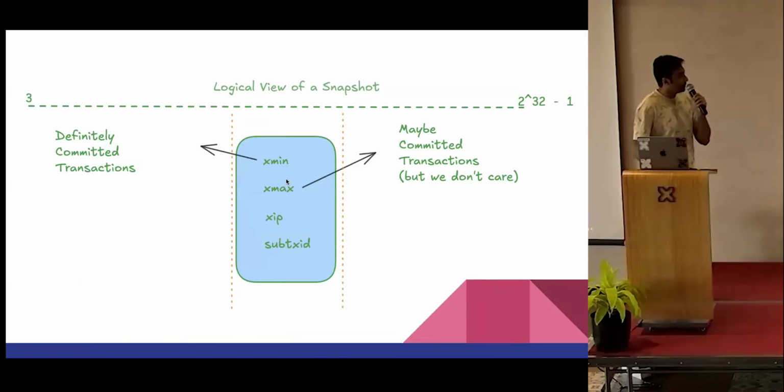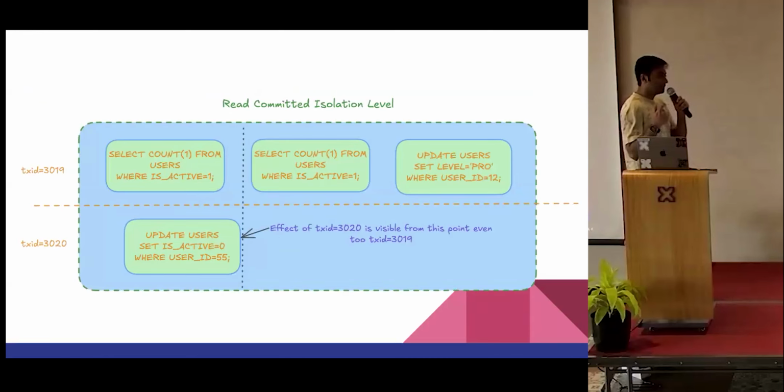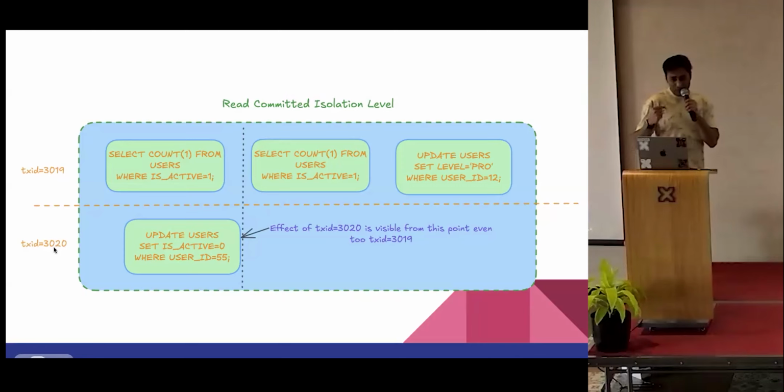Now, very briefly, we will see how snapshots are taken for the isolation levels. Postgres provides 3 isolation levels: read committed, repeatable read, and the strictest and greatest of them all, snapshot isolation. In this setup, I have a top level transaction ID 3019, and then there is another transaction 3020 which is executing in parallel. The way read committed works, each and every statement gets its own snapshot.